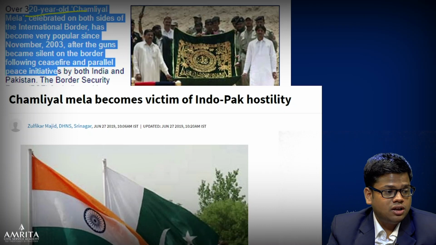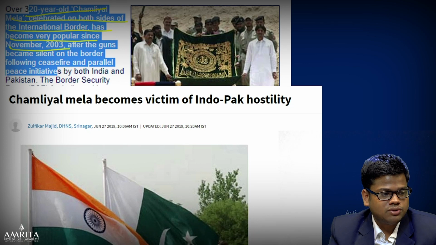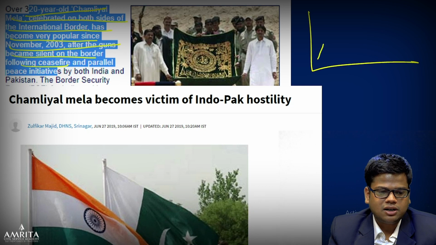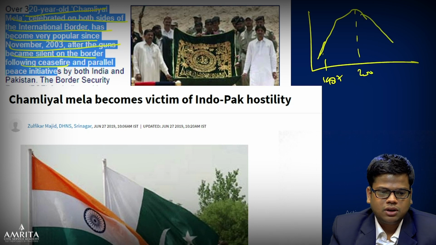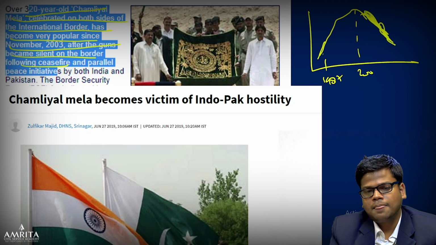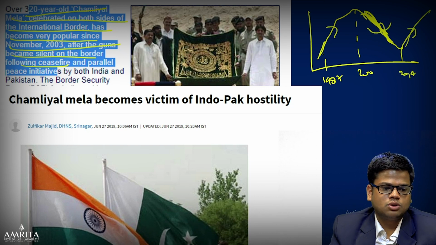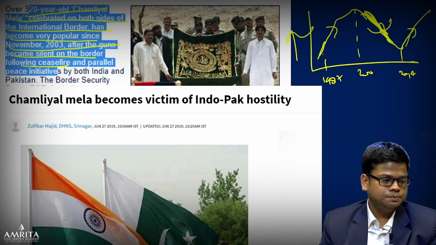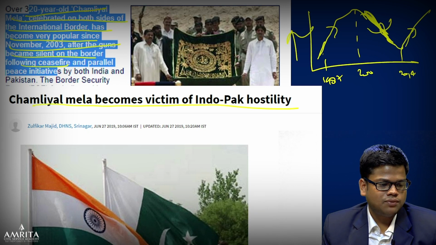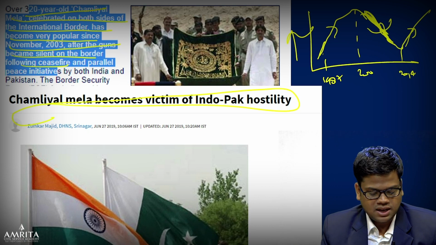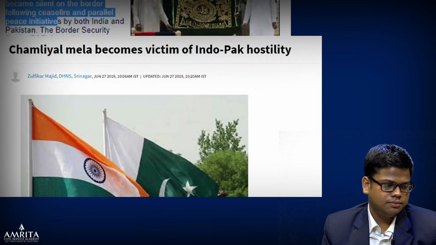So it is a 320-year-old Chamliyal Mela celebrated on both sides of the international border, and has been very popular since November 2003, after the guns became silent on the border. If you know the Kashmir violence, it started in the 1980s, in 1987 with the rigged election. Then from the 2000s it started going down in the later part of Atal Bihari's and finally the Manmohan Singh regime. Then again from 2014 Kashmir is on the boil. So this is the cycle. Chamliyal Mela became a victim of Indo-Pak hostility. For 2 years, Pakistanis have not participated in this particular Mela.